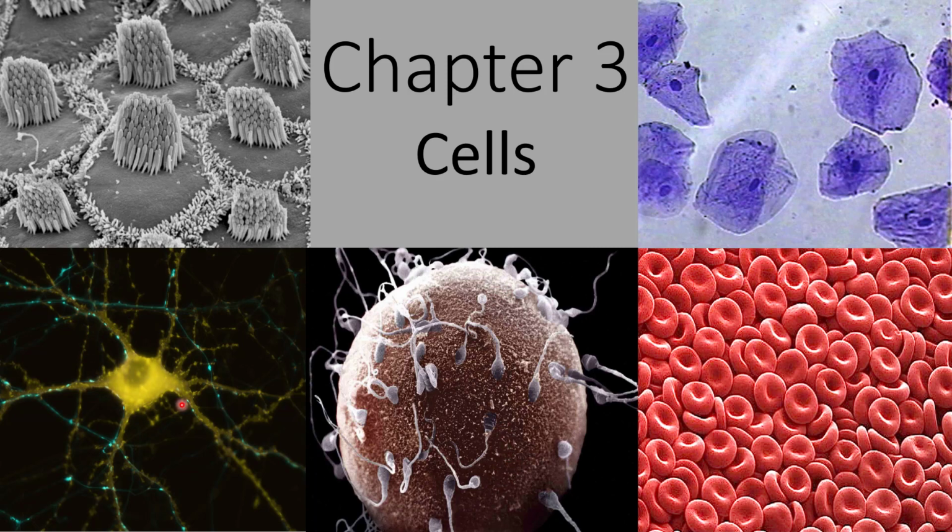Here in the bottom left, this is a neuron, a nerve cell. We'll spend a chapter looking at those and how they work near the end of the semester. And up here in the top left, these are called ear hair cells, which sounds kind of gross, but they're not really what they sound like.